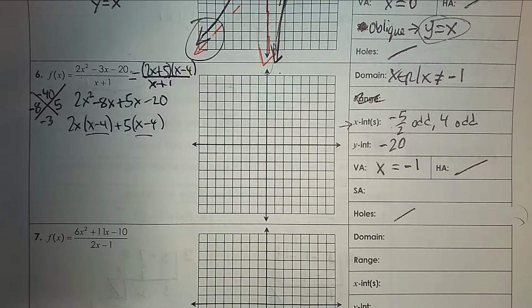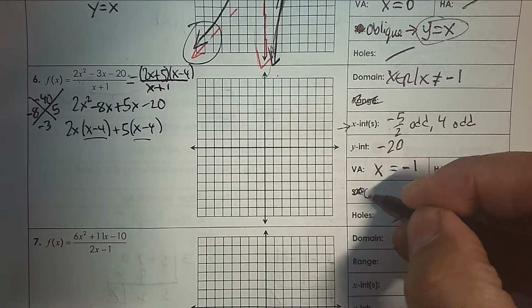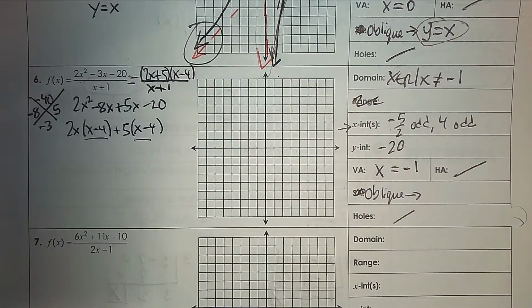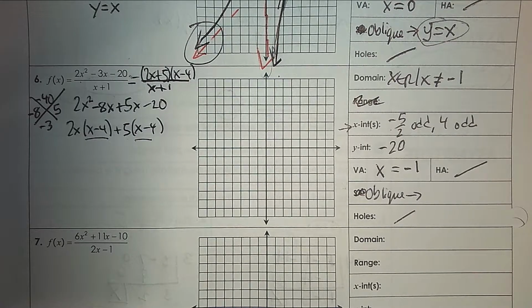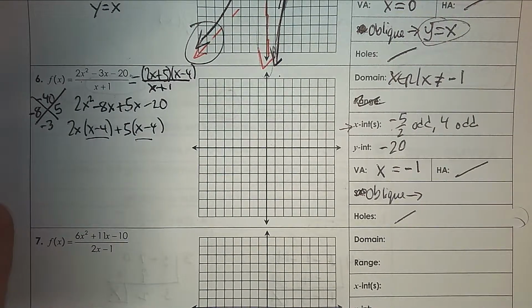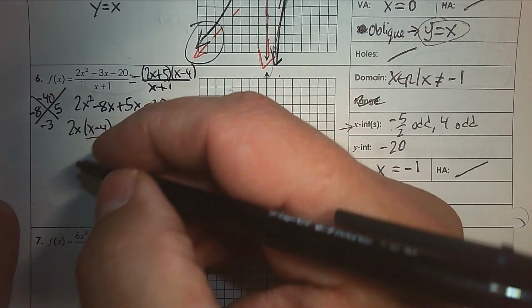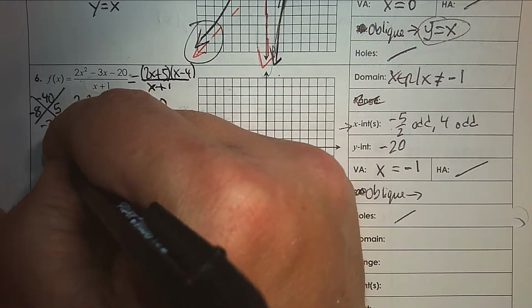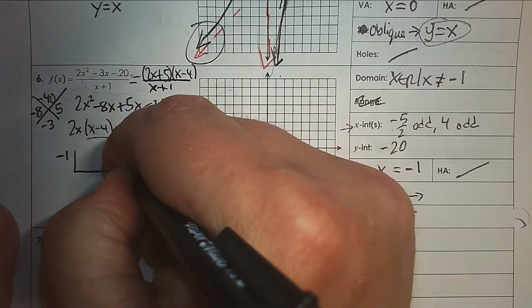Genesis, how do I find the oblique? That's the new word for today. How do I find the oblique? Can I do synthetic or not? Yeah. Excellent. So how do I set it up? So the 0 of the divisor, -1, and then what goes inside?